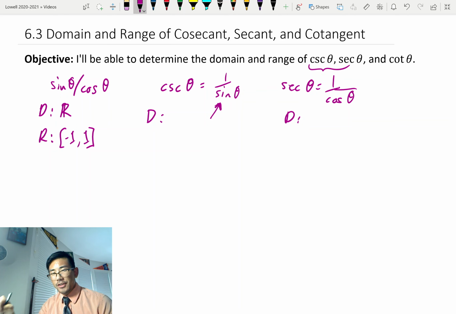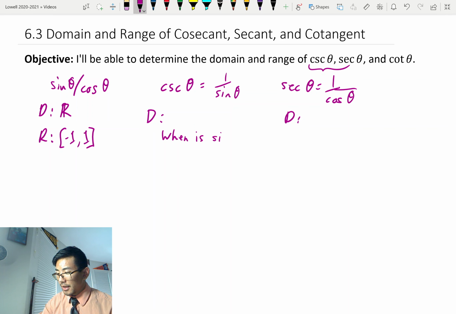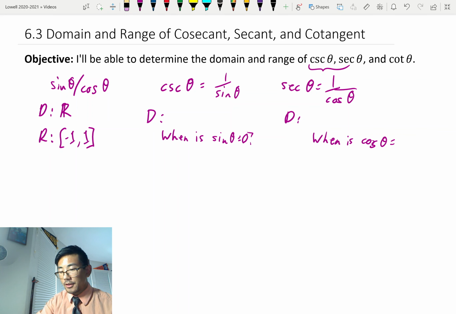In the case of a fraction, we'd be asking ourselves what would make us divide by 0. So the question is, really, when is sine of theta equal to 0? For what angles would that happen? Likewise, over here, we want to find out when is cosine of theta equal to 0.